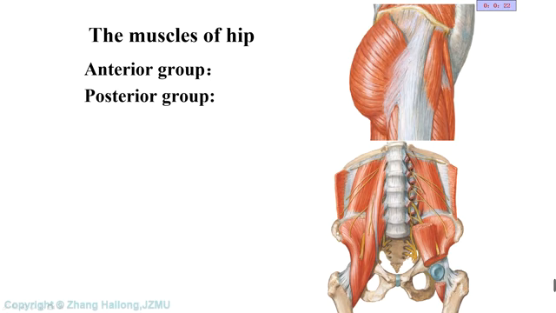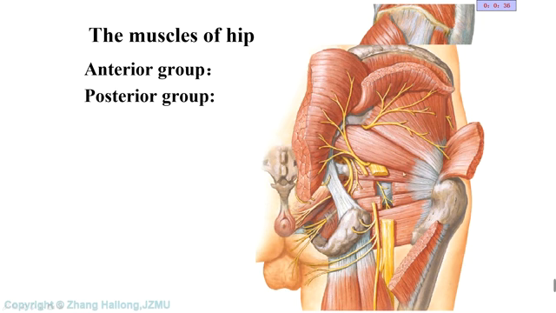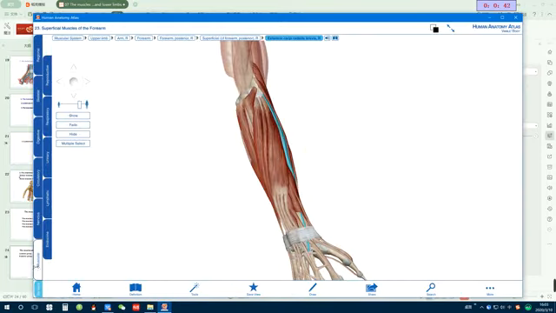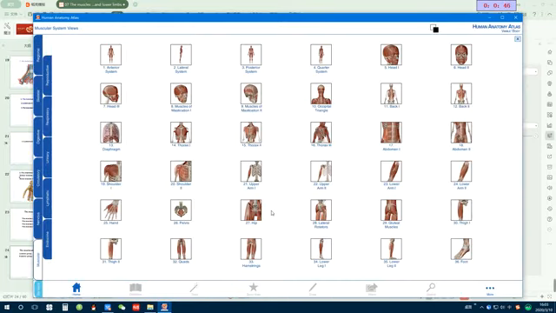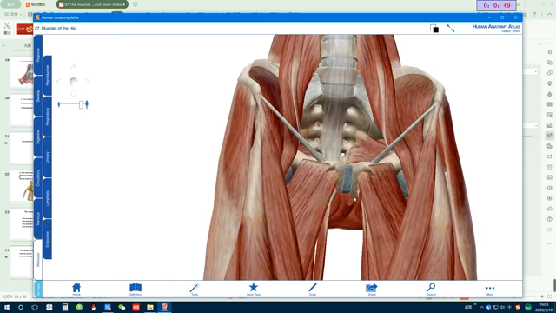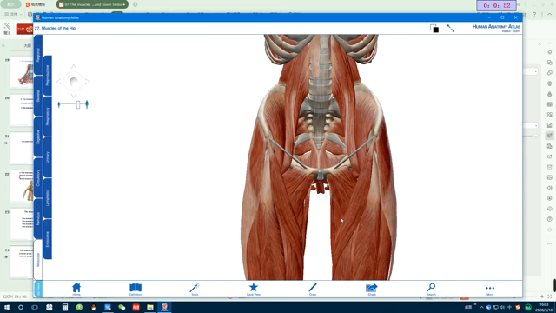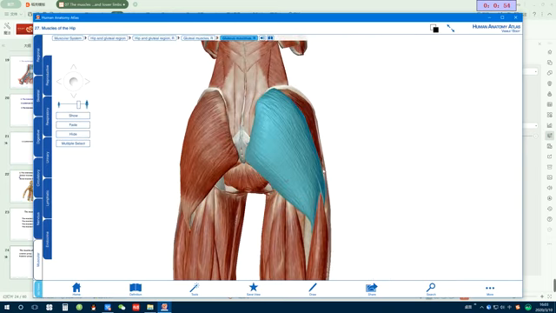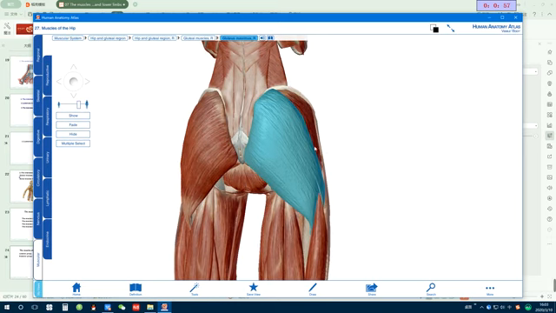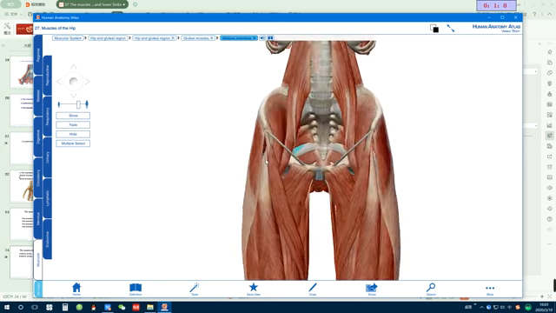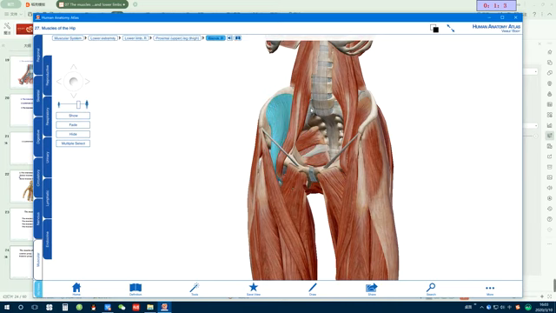You see here is our hip bone, on two sides. In front of the hip bone is the anterior group, and on the back of it is the posterior group. Now let's see the software, the muscles of the hip. On the back is the posterior group, very big and strong muscles, and in front of the hip is the anterior group.